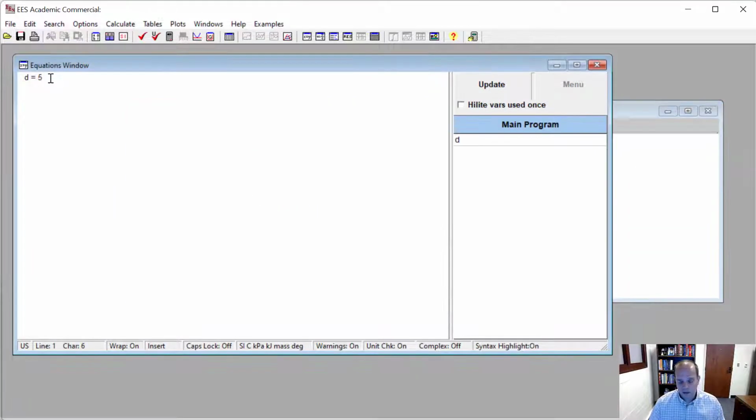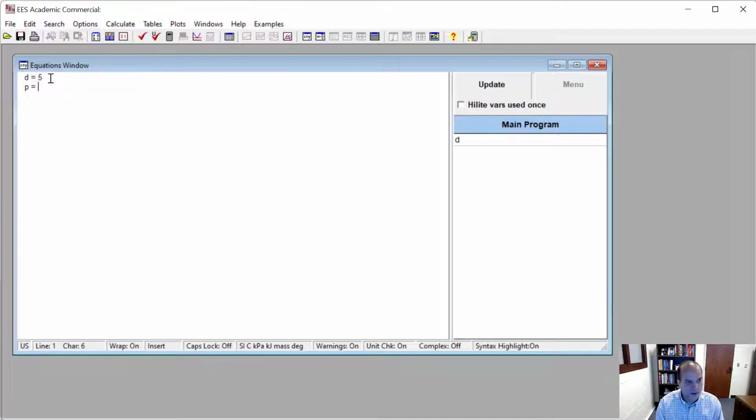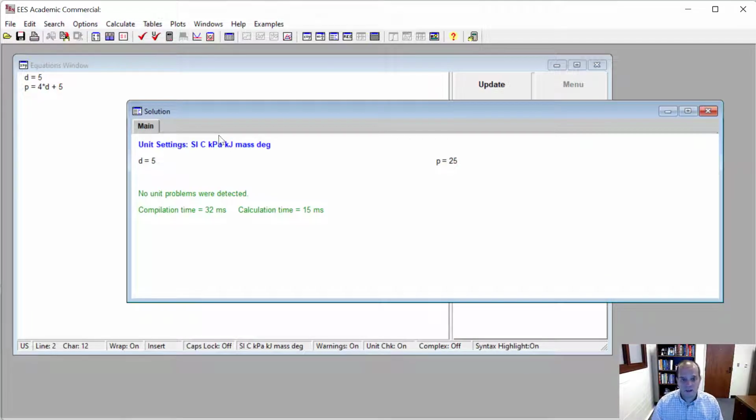So I can now type in some other equations. Maybe I have a variable called p, and I know that it's related to my variable d with the following expression. I hit the calculator button, it solves for p as well. But one benefit in EES is the fact that if you have many equations, you don't have to solve for them explicitly in terms of a single variable.